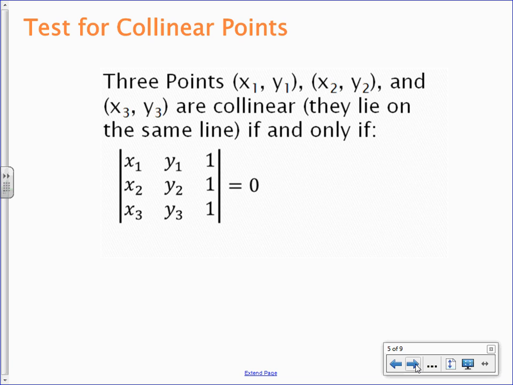Okay? So write this down. If this determinant is 0, then we know that the 3 coordinates lie on the same line. They are collinear.